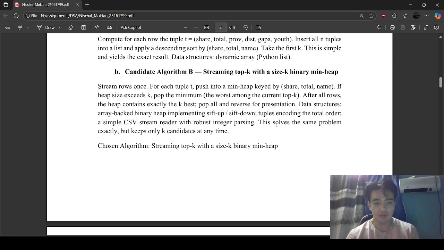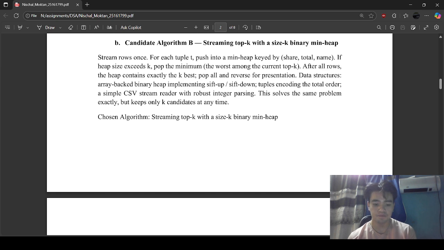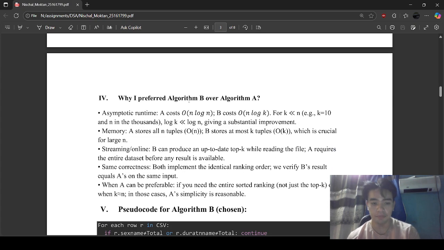The results are very similar. Both algorithms produce identical results, but the reason I choose algorithm B over algorithm A is the speed and the memory. When k is smaller than n, it is far more efficiently handled by algorithm B, right?